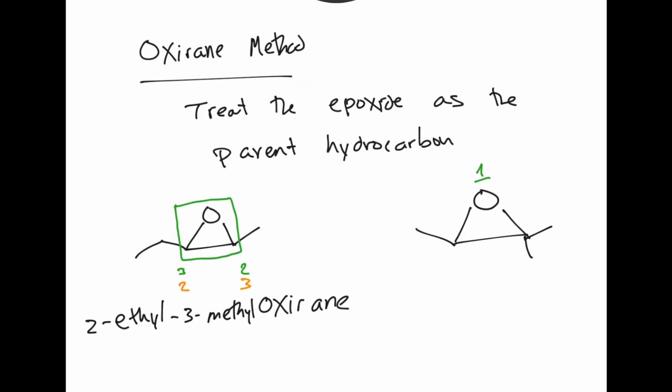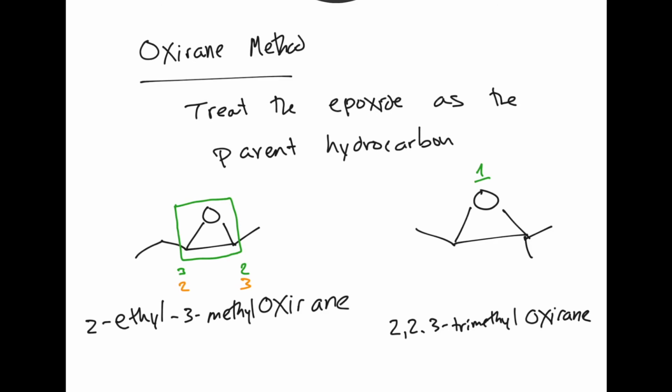What would that be? Again, as an oxirane. Yep. 2, 2, 3-trimethyloxirane. So whichever one is easiest for whatever molecule you're using or naming is fine for you to use.